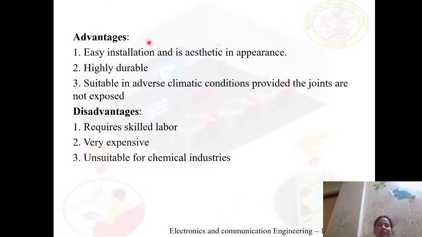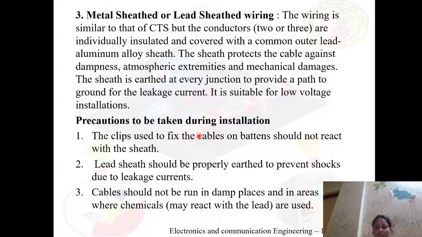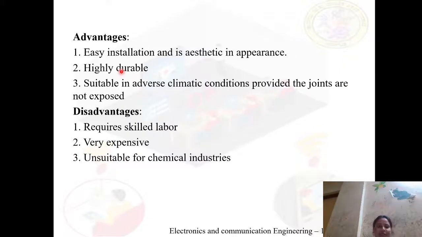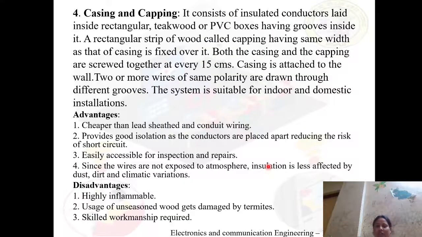Okay, so the advantages of the metal sheathed or the lead sheathed wiring are that they are easy to install, that is easy installation, and highly durable. They are suitable in adverse climate conditions, provided the joints are not exposed. And the drawbacks are that they need skilled labor or manpower. They are very expensive, and they are not suitable for chemical industries.